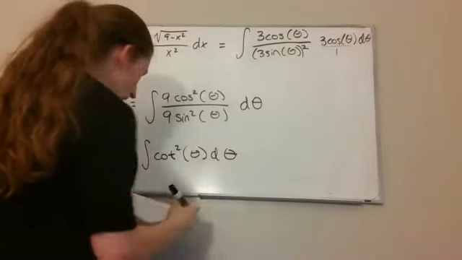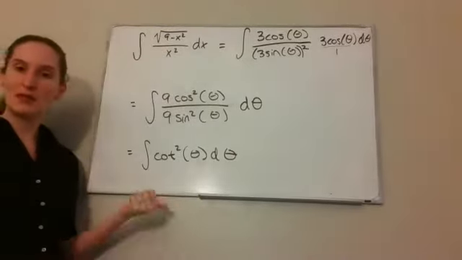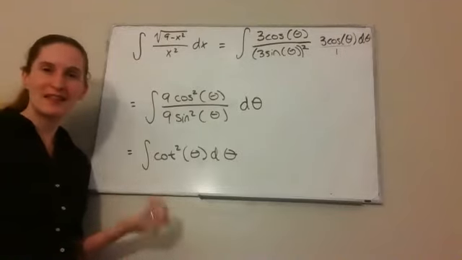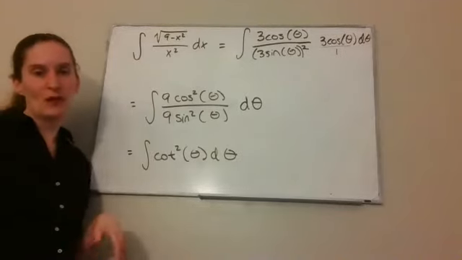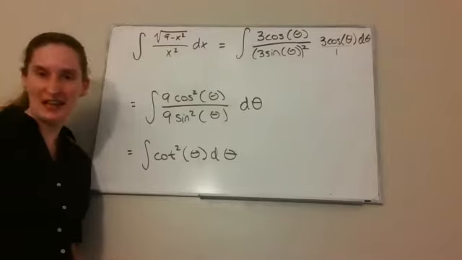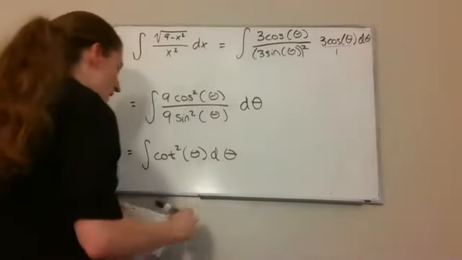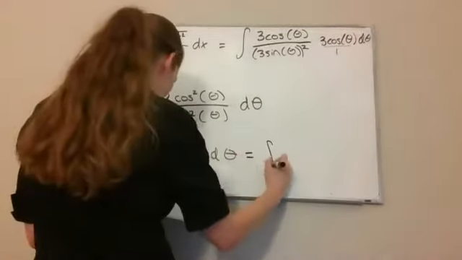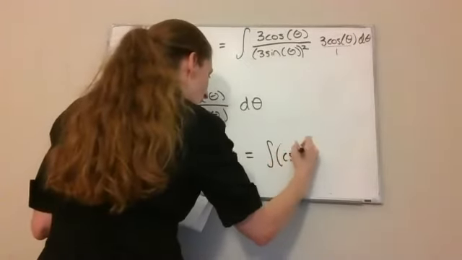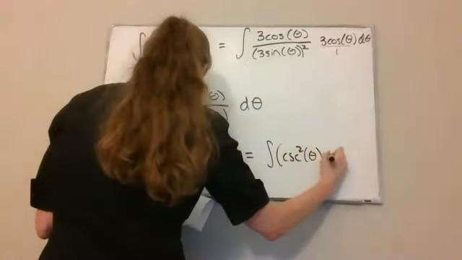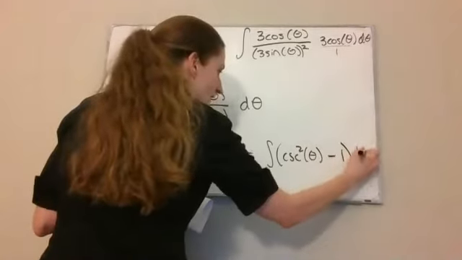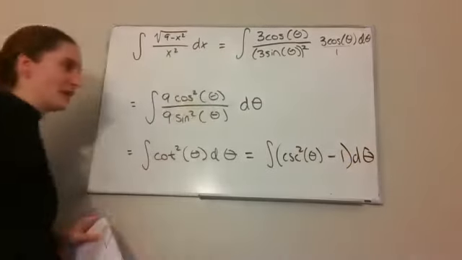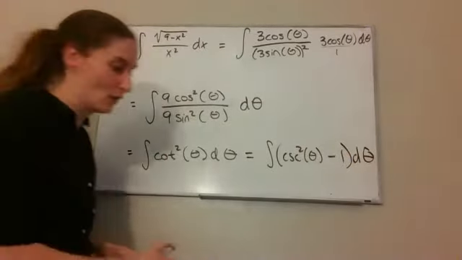And now what we've done is we've magically turned this problem into one that's like the problems we did in the last section. I can now solve this just using a trig identity and integrating. So cotangent squared is equal to cosecant squared minus 1, just using trig identities. And now this is something I can do the antiderivative of.